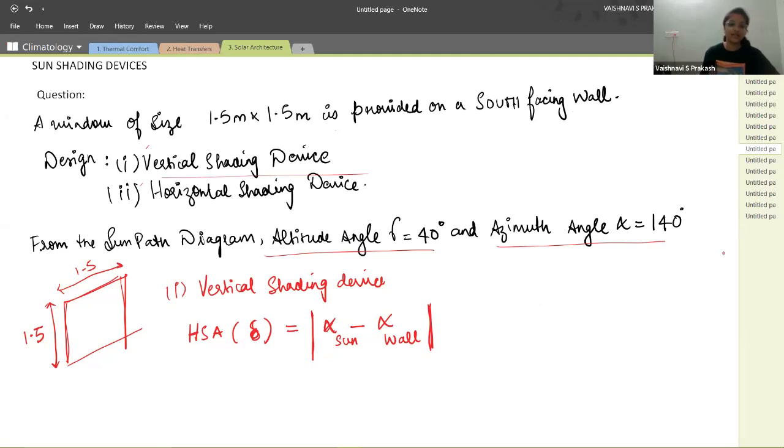Now the solar azimuth, or the azimuth angle of the sun, is already given. So we know that alpha sun is 140 degrees, right? Now the azimuth angle of the wall is calculated with respect to the facing of the wall to the north. We know here that it's a south facing wall. So if I draw a compass here, this is north and the wall that we are considering is facing south. Then the angle it makes with north is, any guesses?